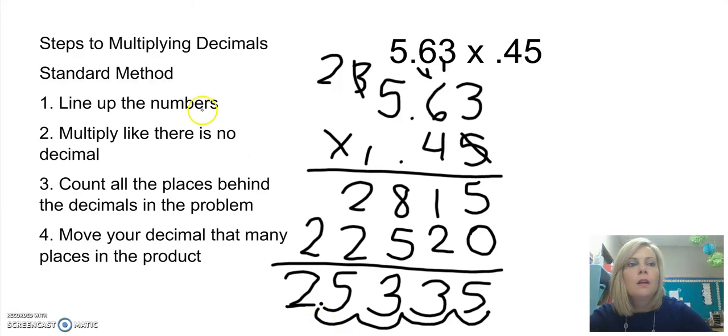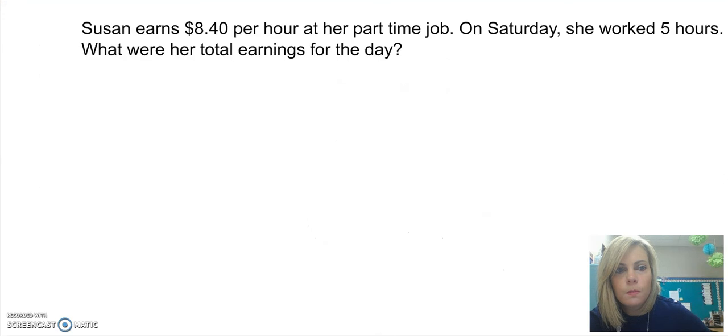All right. One more little practice, just because I want you guys to see a word problem before you work on your quiz. So let's solve this word problem. Again, we're going to use the same thing that we've been doing. Susan earns $8.40 per hour at her part-time job. On Saturday, she worked 5 hours. What were her total earnings for the day? So we need to see how much money did Susan earn that day.